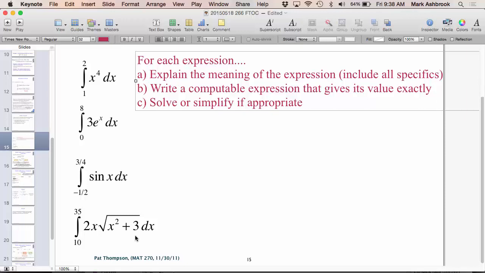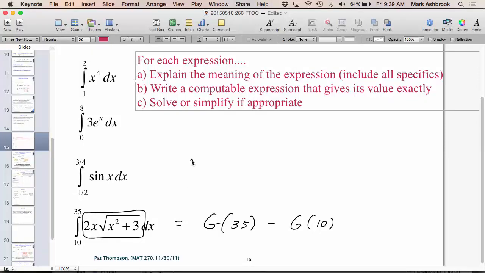So, and to get a computable expression, it's going to be the final amount, G of 35, I'll call it G this time, minus G of 10. And what is capital G? What is this function capital G that's going to allow us to compute this total amount of change? The antiderivative of our rate function, right? The antiderivative of our rate function. So we have to really know our derivatives.